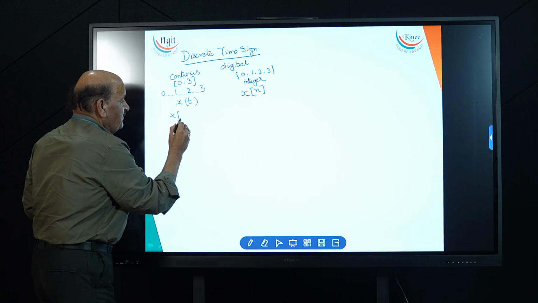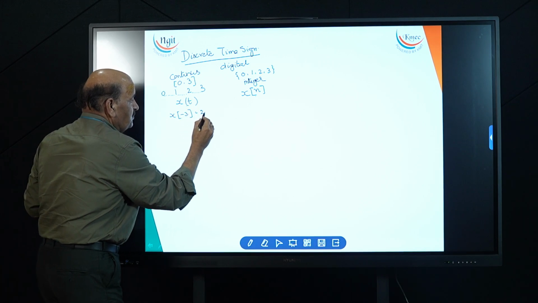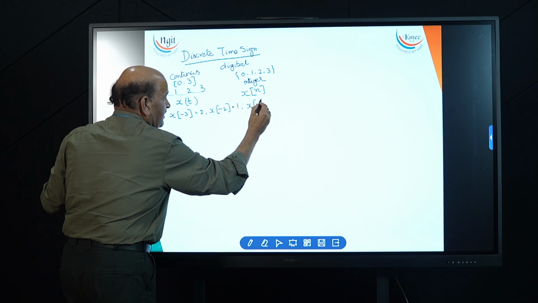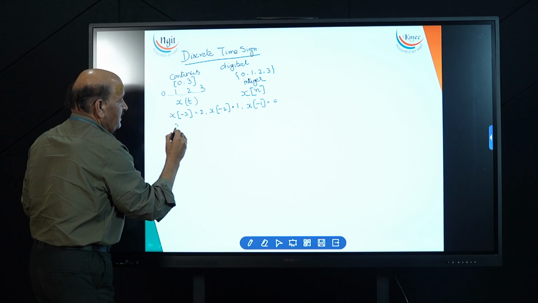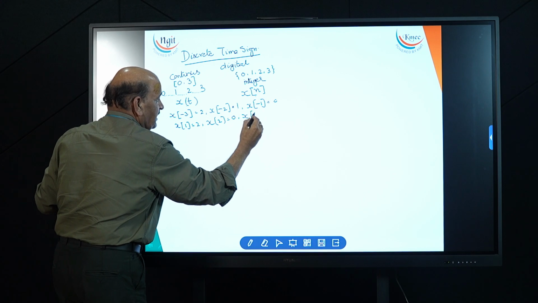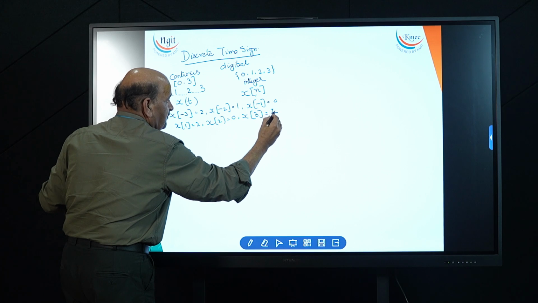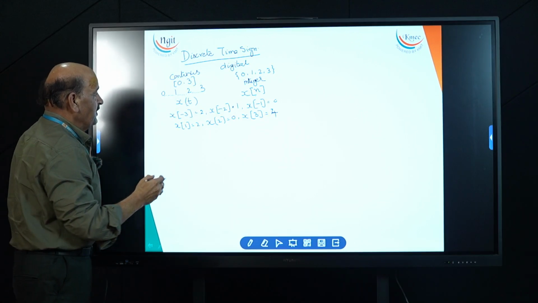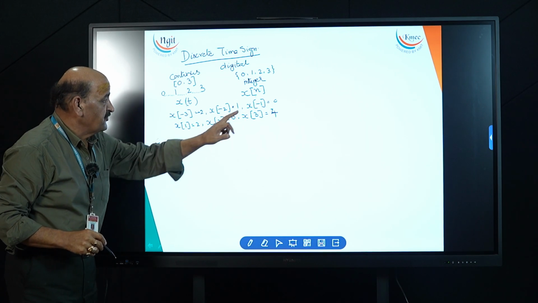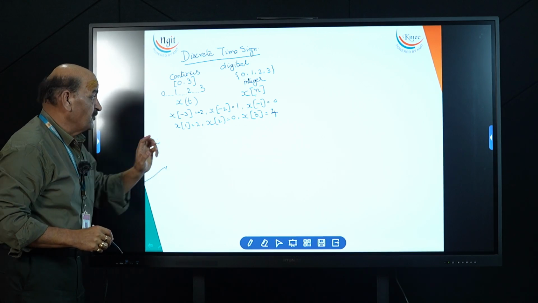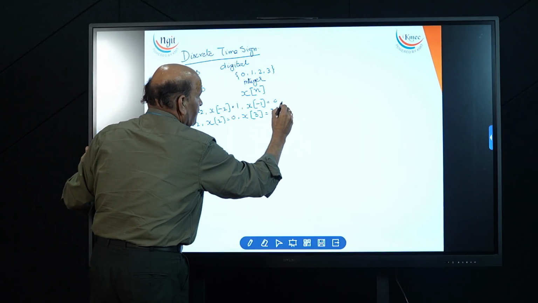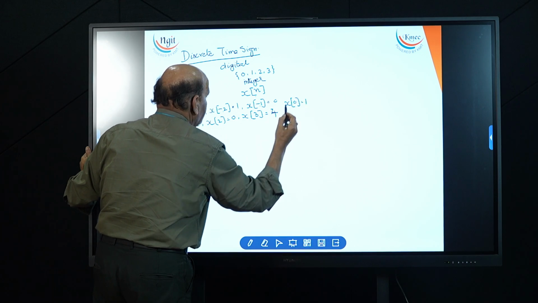For example, x of minus 3 is equal to 2, x of minus 2 equal to 1, x of minus 1 equal to 0, x of 1 equal to 2, x of 2 equal to 0, x of 3 is equal to, for example, 4. In this way you can write. Or make it minus 2, anything. So x of minus 3 equal to minus 2, x of minus 2 equal to 1, x of minus 1 equal to 0, x of 1 equal to 2, x of 2 equal to 0, x of 3 equal to 4. One more point, here you have to include x of 0 equal to 1.